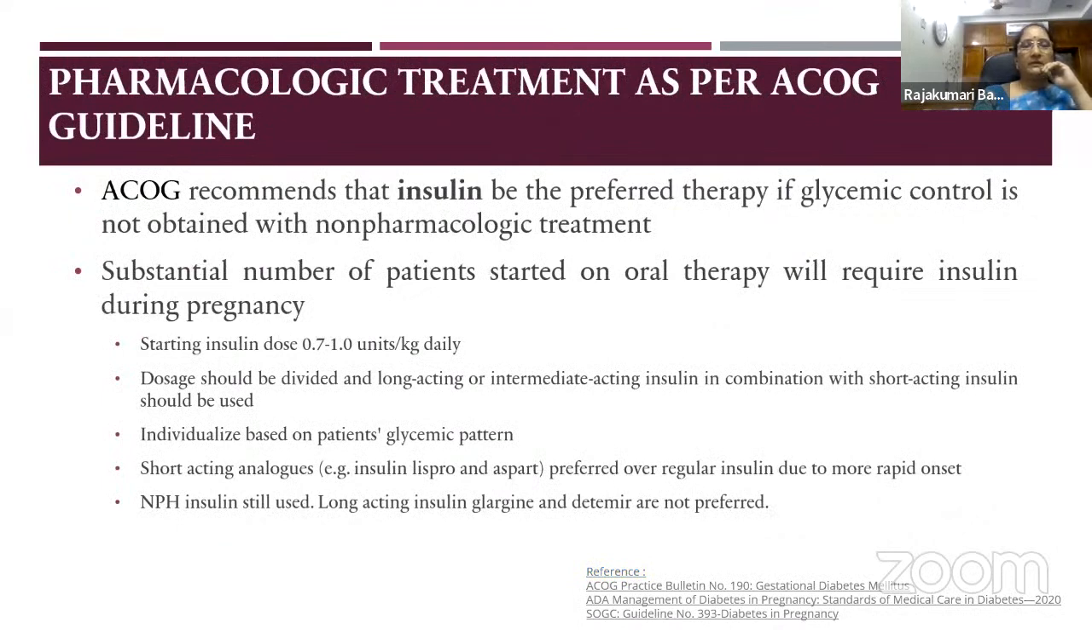Pharmacological treatment. ACOG recommends insulin as the preferred therapy if glycemic control is not obtained with non-pharmacological treatment. The starting insulin dose is 0.7 to 1 unit per kg daily. Dosage should be divided into long-acting and intermediate-acting. Usually, we will give Actrapid before breakfast and before lunch, and a mixed insulin at night time to maintain adequate glycemic control.